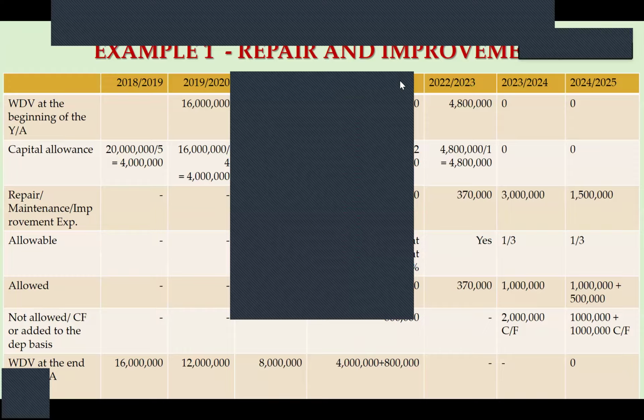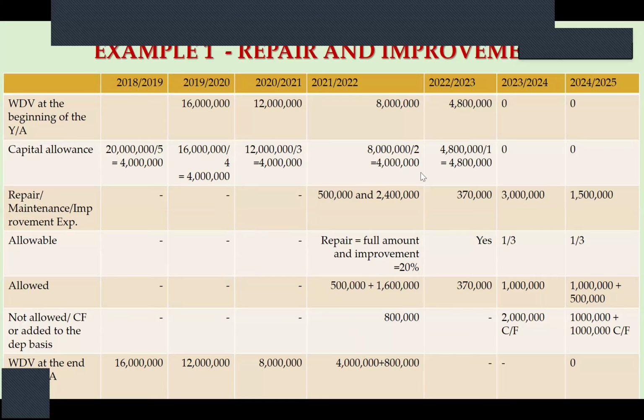You are asking about this one. So here the written down value for the year of assessment is 4 million, after 8 million minus 4 million. Then the not allowed amount is 800,000. That not allowed amount should be added to the written down value of the current year, not the previous year, but the current year written down value plus the not allowed improvement cost, that is 800,000. Then we will have 4,800,000.